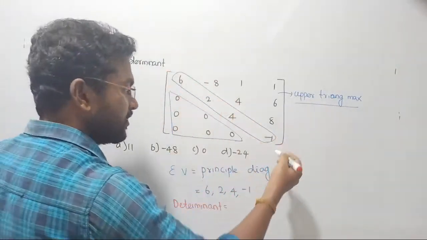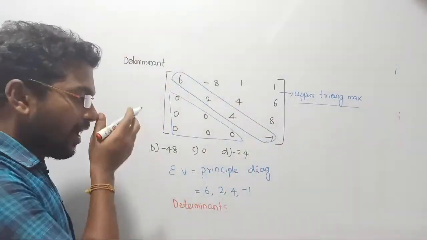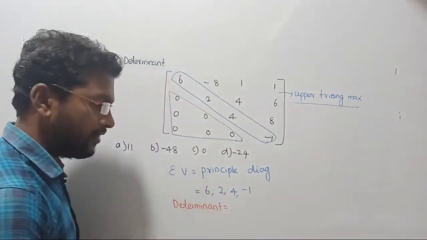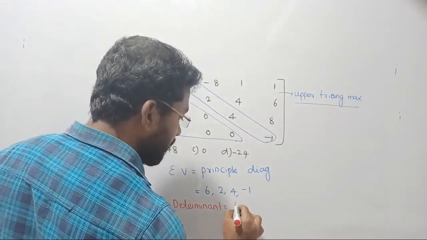Directly we can say that is the product of diagonal values, or I can say that is the product of eigenvalues. That is also correct, right? So the product of the eigenvalues, what?